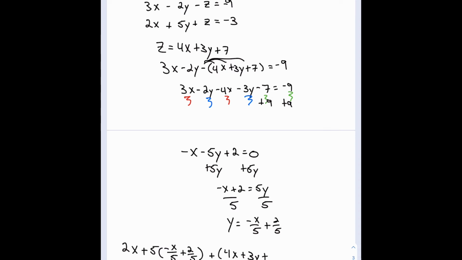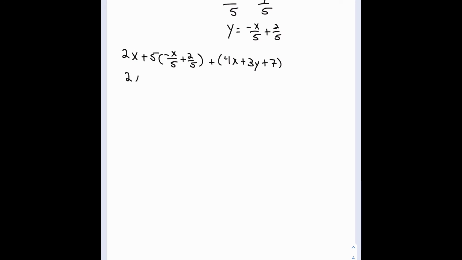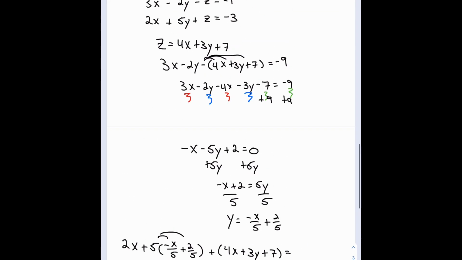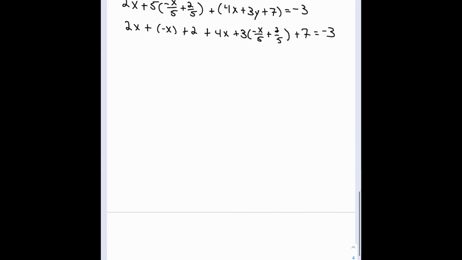3y plus 7. But we know what y equals, so we'll have 2x plus, we'll distribute this 5, and we'll get a negative x, and then we'll get a 2, plus 4x plus 3 times negative x fifths plus 2/5, all plus 7, and this equals negative 3. Okay, and now we solve.